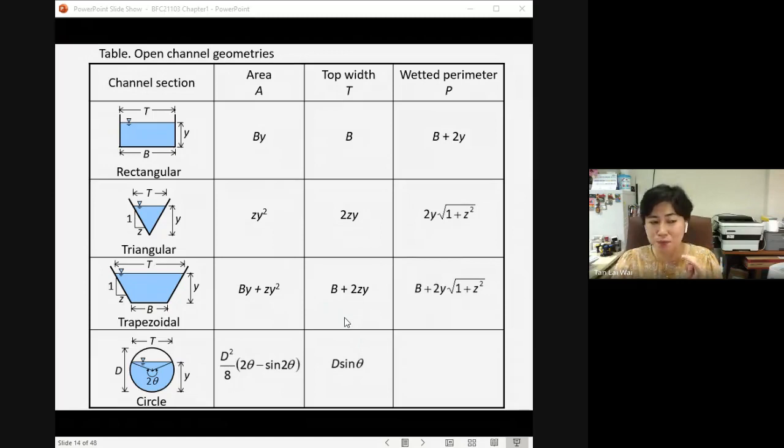Then you have theta d. You have to change this theta into radian first. For wetted perimeter, it's actually this one here. The formula is theta d. It's okay, don't worry if you don't understand this. Through exercise, you'll be able to understand this further.